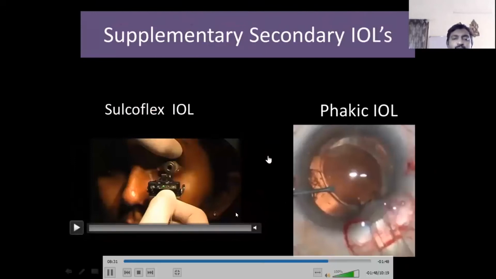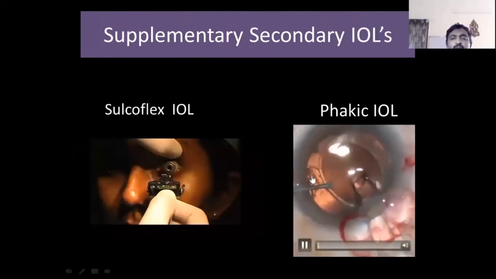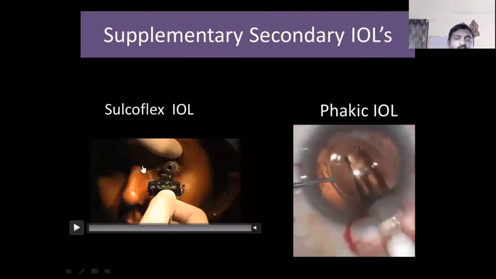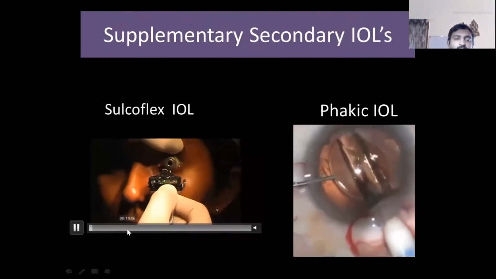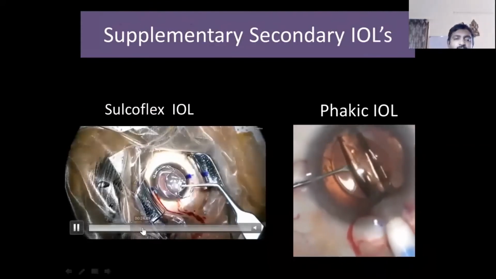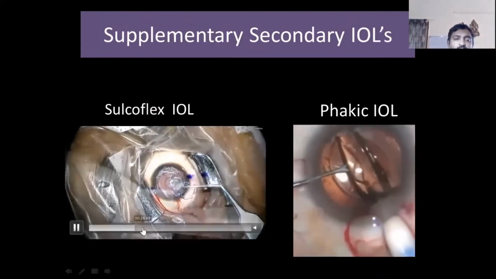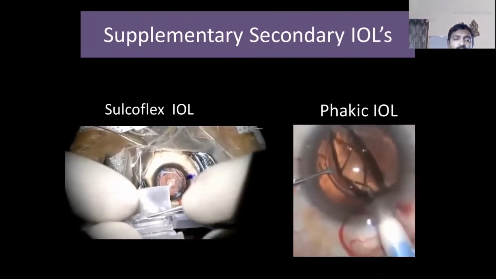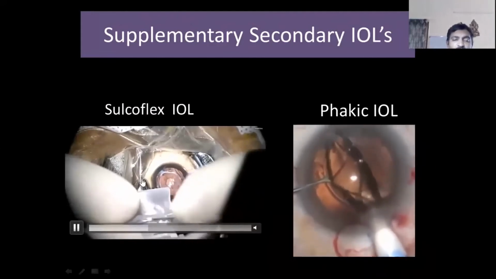Sometimes supplementary IOLs, secondary supplementary IOLs, can be used like this. The phakic IOL being used for a refractive surprise, which is post-cataract surgery. Similarly, sulcoflex IOLs can be used. It's a toric sulcoflex, which is being used as a supplementary IOL or a secondary IOL, which is like any other hydrophilic IOL, which is loaded into the cartridge and injected into the sulcus.